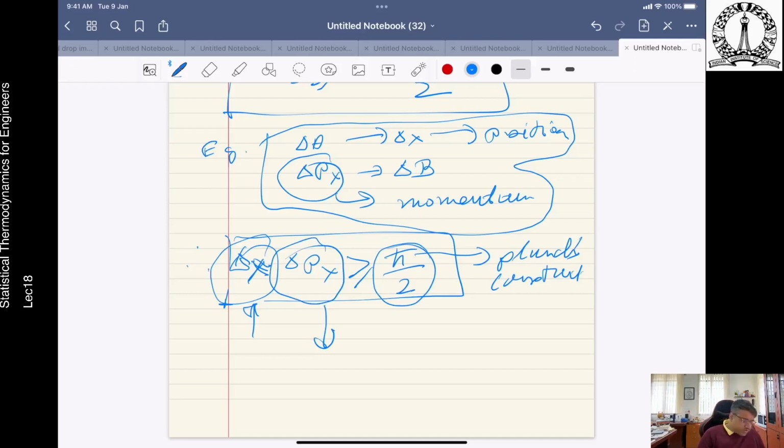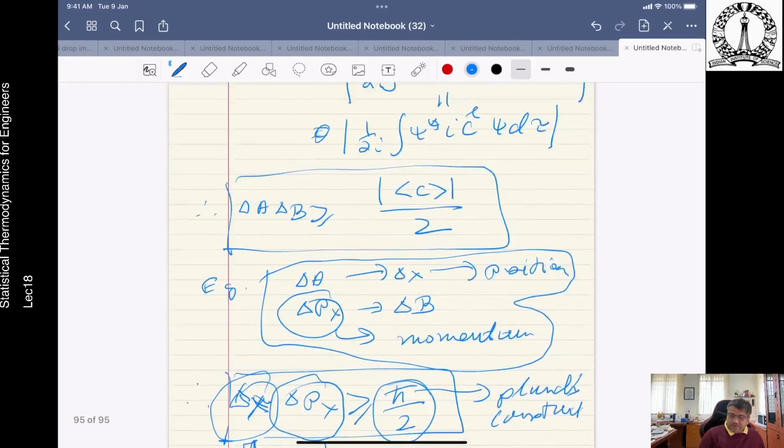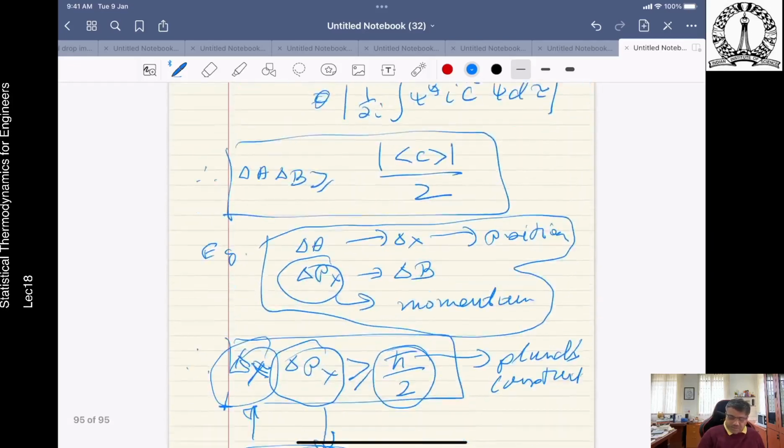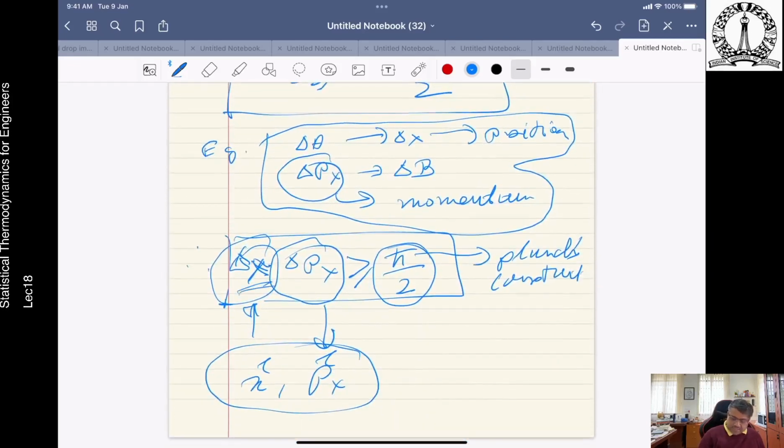You should find out what the operators are. Basically, you have to find out the X hat and Px hat operators, and we already know what those operators are. Using these operators, you're supposed to find out what will happen to delta X and delta Px. But the overall answer that is given is delta H by 2. Delta H by 2 is the answer.